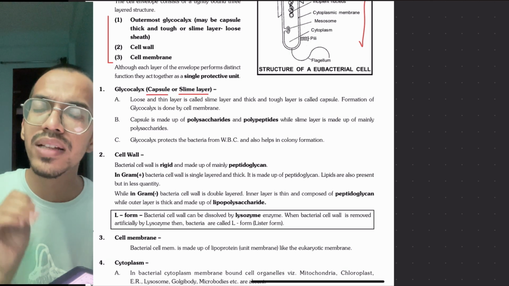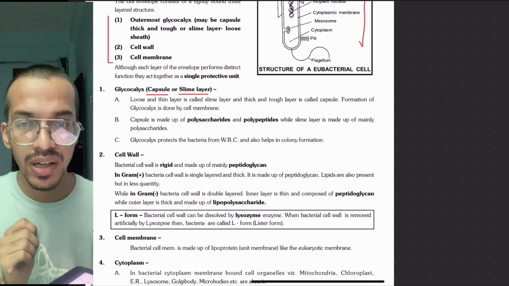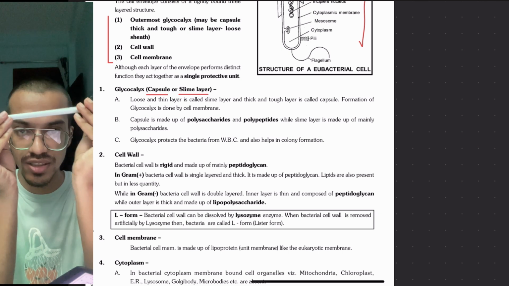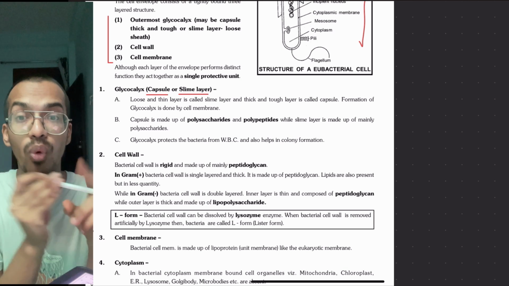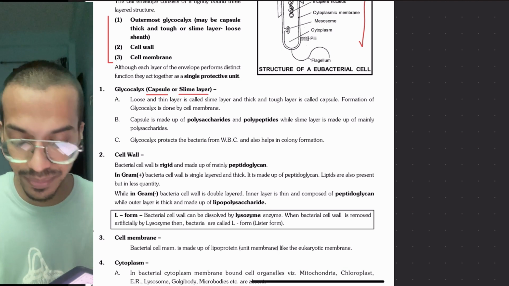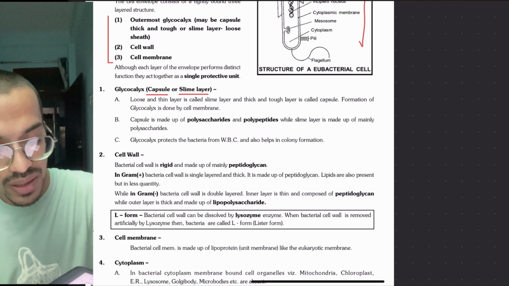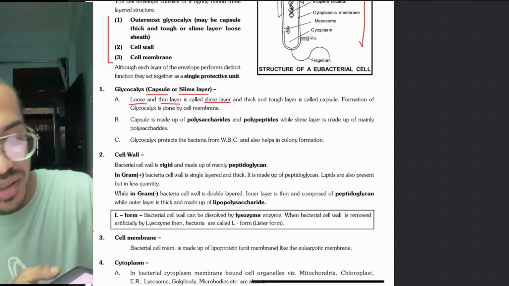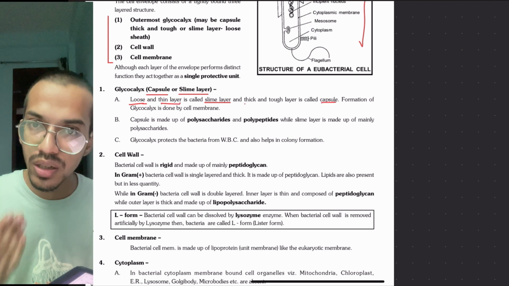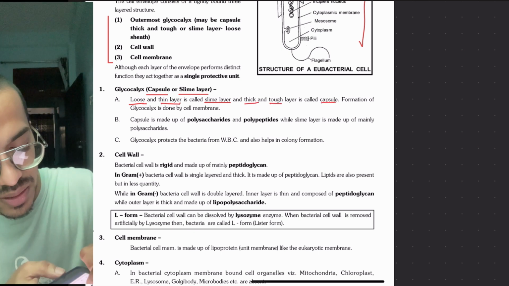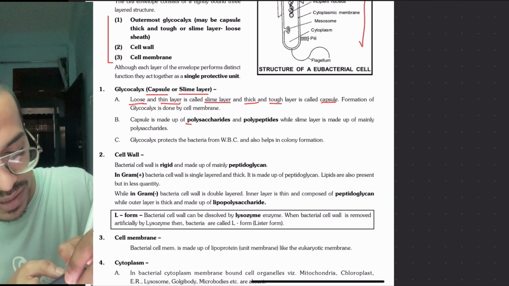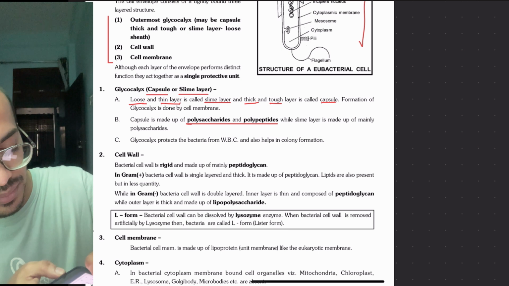Imagine it like there is jelly present around itself. And capsule means solid. For example, a solid structure, like a solid wall kind of a thing, can also be there. Now, they have given that the slime layer would be a loose and thin layer, whereas the capsule would be a thick and tough layer. Both are forms of glycocalyx. Capsule is made up of polysaccharide and polypeptide, while slime is mainly made up of polysaccharide.